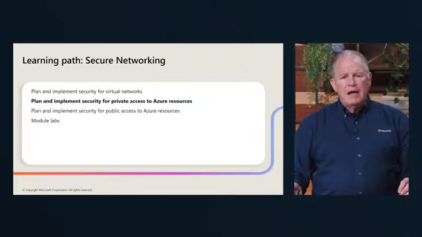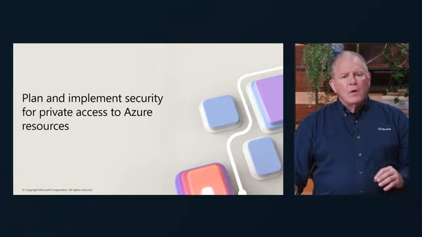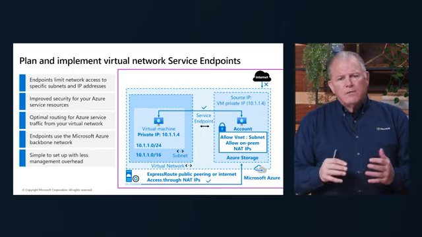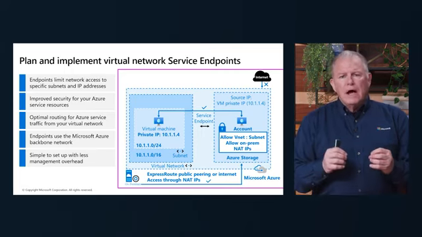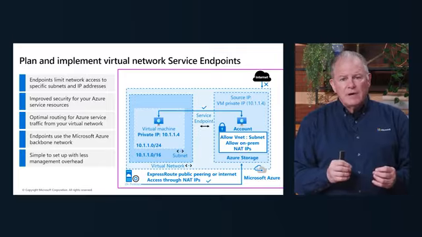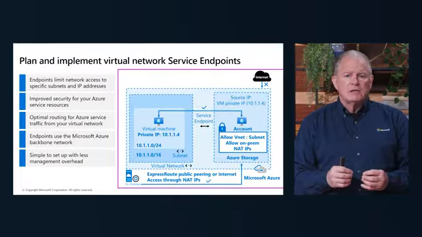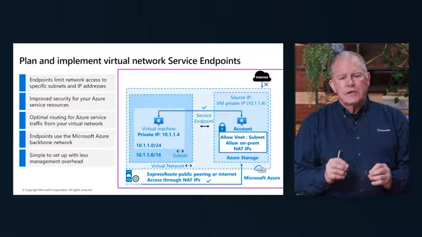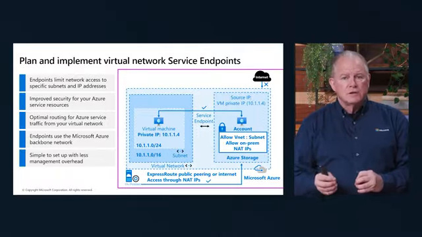We're in the second learning path for secure networking, and specifically the second module where we plan and implement security for private access to Azure resources. Let's get into this. When we take a look at private resources, this is internal to Azure. We've already talked in a previous recording about how to provide communications using VNets and subnets. We talked about VNet peering and the private backbone. That's communications. But we're now going to start taking a look at being able to access services.